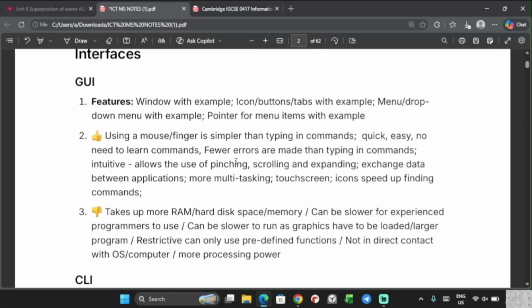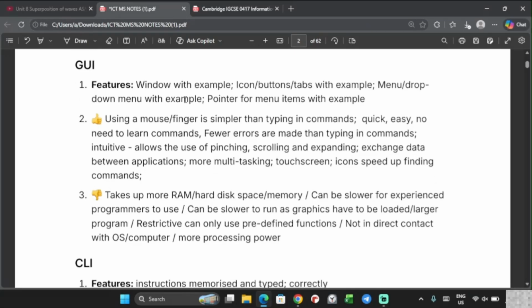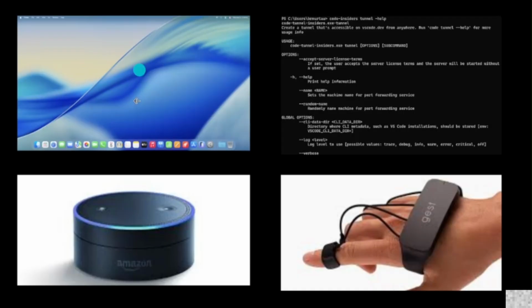Now, the interfaces basically define the way in which we communicate with the computer, alright. Now we have the graphical user interface, which basically features windows, buttons, menus, alright. For example, we can look at the first image I had over here, which is the Mac OS, right? We can see we have buttons, menus, graphics, everything is easy to use, alright.